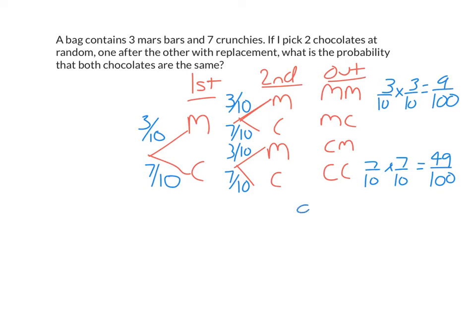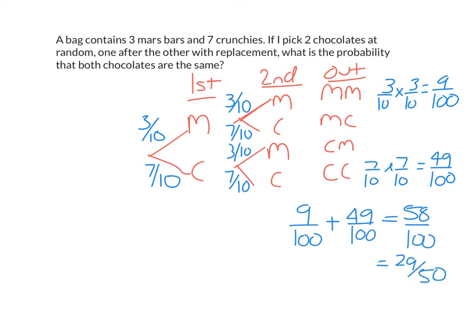So I add together those probabilities. The probability I get 2 Mars bars or 2 crunchies, I add together their probabilities, and I get 58 over 100, or simplified 29 over 50, 0.58. So use tree diagrams to help you list outcomes from multi-stage events.